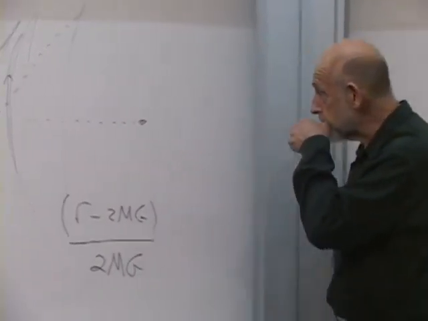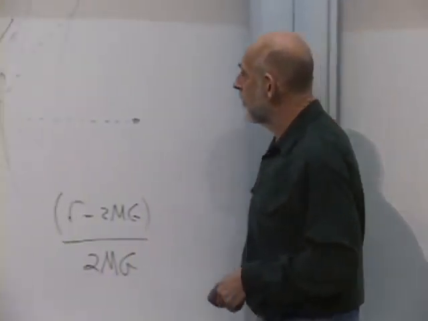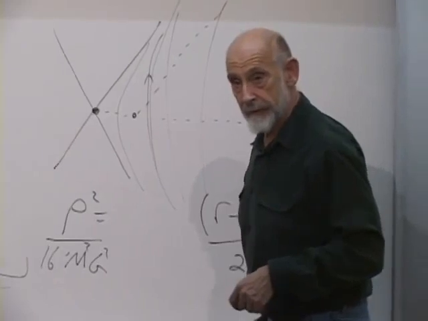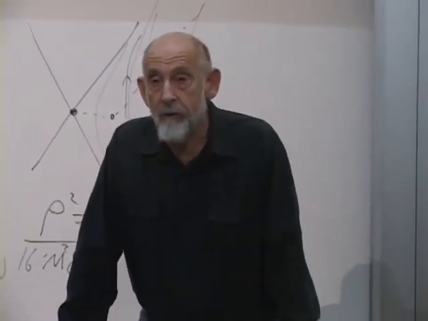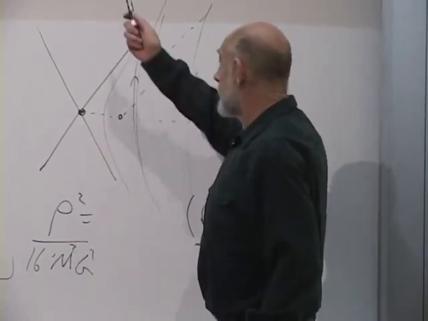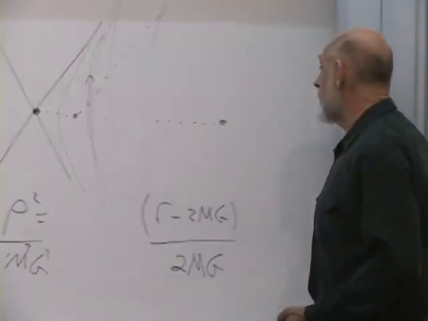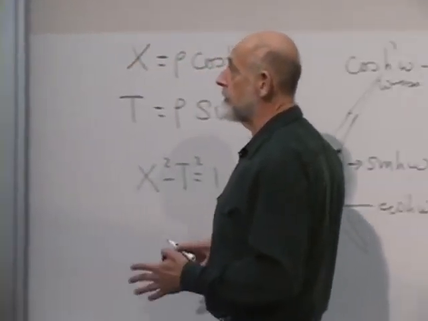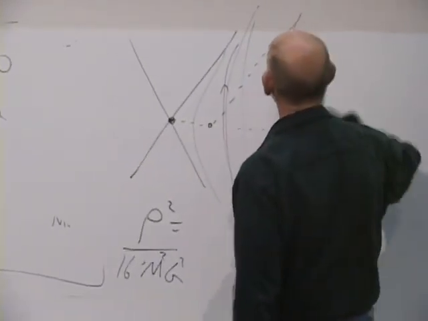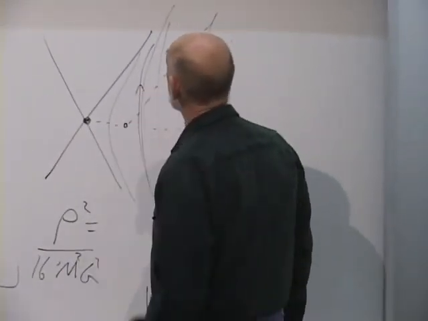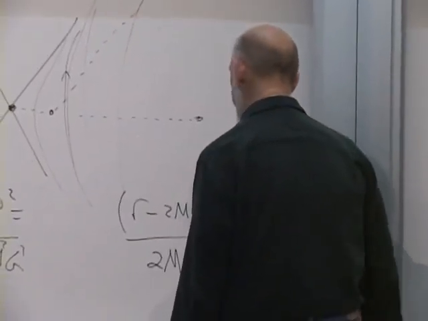Is one hyperbola a particular proper time or a particular distance? Say again? One hyperbola is a given proper distance from the horizon. No, distance, r. Yeah, right. Each hyperbola is a given distance. Remember, there's a coordinate transformation between r and rho. Where is it? We had it written down somewhere. Here it is.